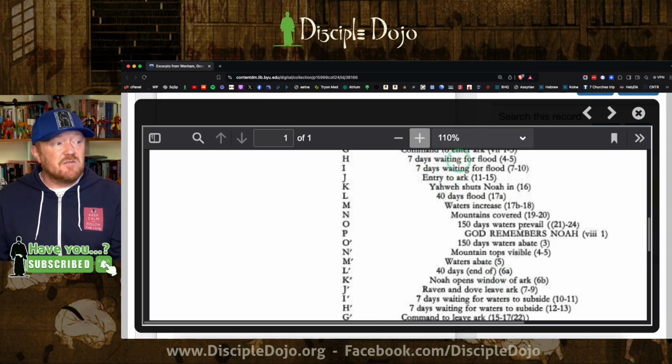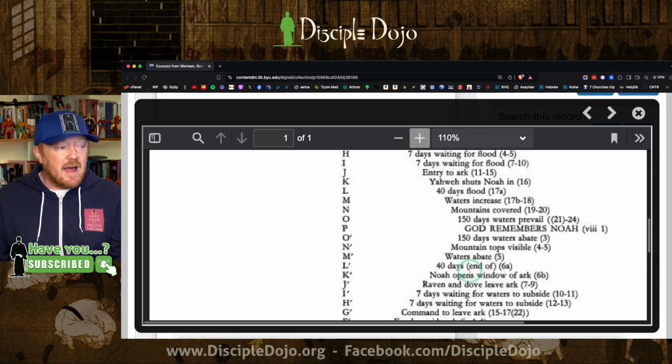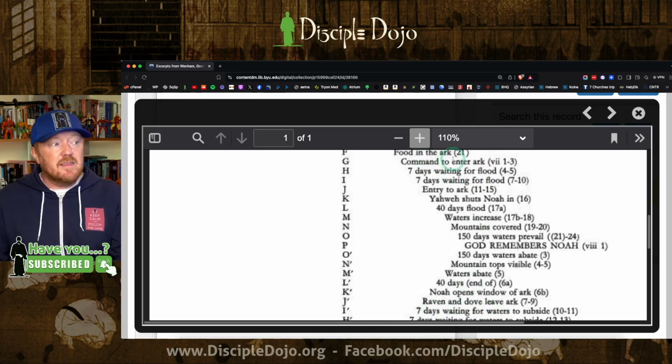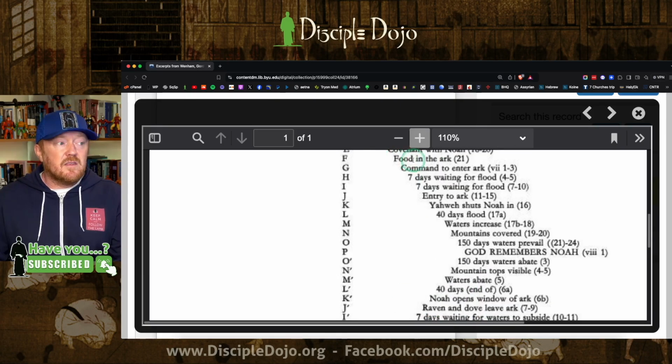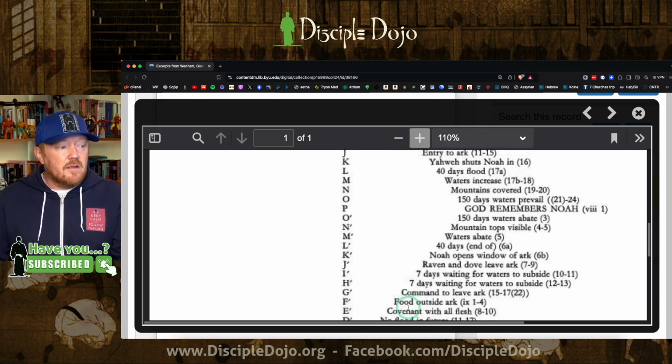And the two mentions of 7 days of waiting for the flood now correspond to 7 days waiting for the waters to recede. And that's mentioned twice. Then there was the command to enter the ark. Now there's the command to leave the ark. There had been discussion of what to eat in the ark. Now there is what to eat out of the ark.